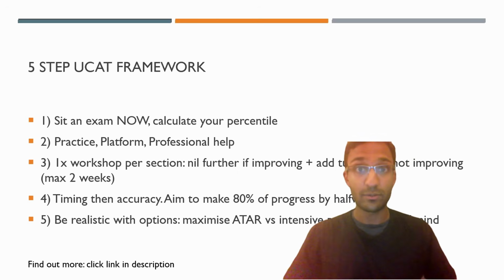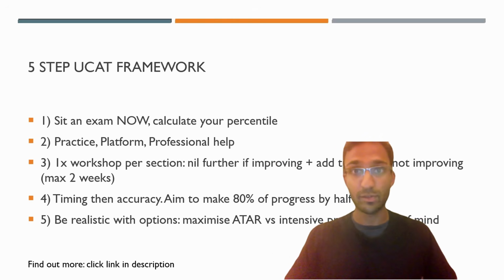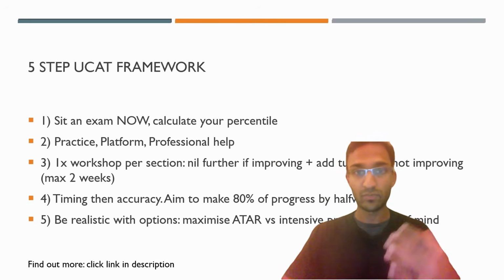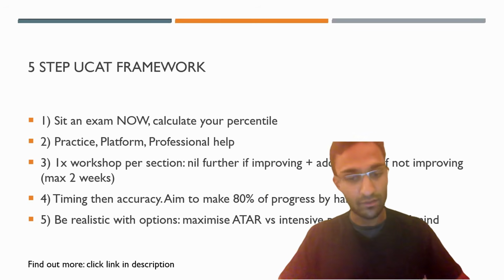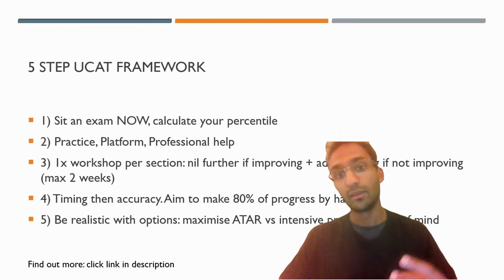Finally, be realistic with your options. If you're at 1,800, you've been practicing for 6 months, 2 hours a day, realistically, in one extra month, can you jump to 2,400? So there's 3 approaches that people can take. Number one is to focus on their ATAR and then still have a little bit of UCAT practice, but nothing that sort of tanks the ATAR prep.